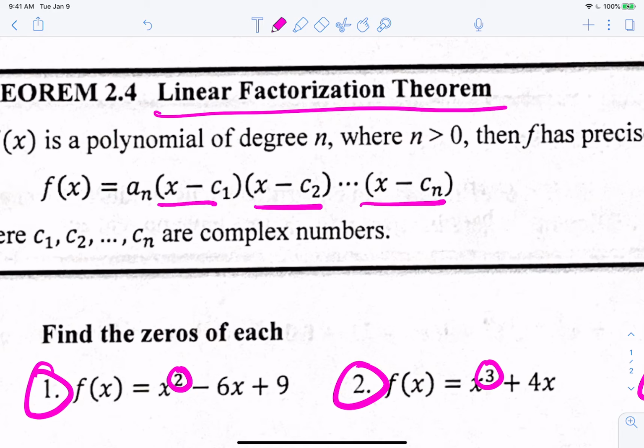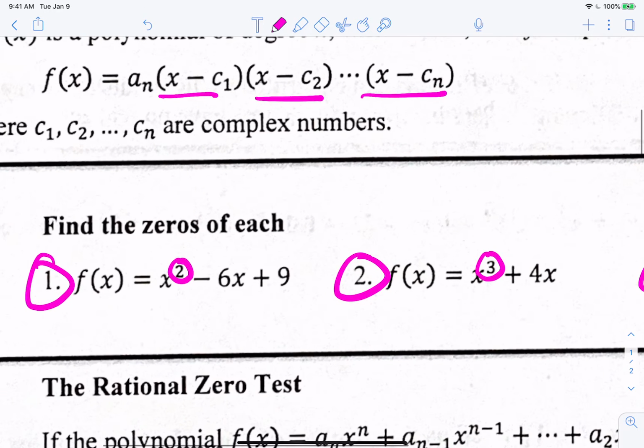So I write my factors like this. This one can be written as a product of 2 factors, like this. This one can be written as a product of 3 factors, etc. That's what the factorization theorem says. What they want us to do is find the zeros of each. A zero is the same thing as a root. If they call them roots or solutions, they all mean x-intercepts. I'm trying to find the x-intercepts.